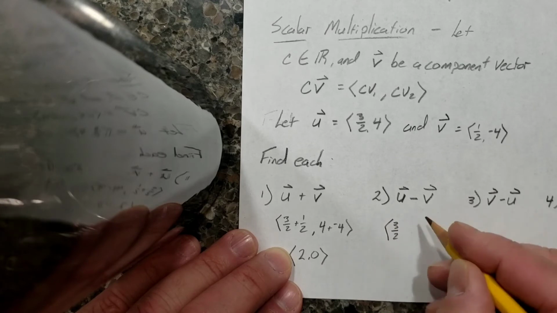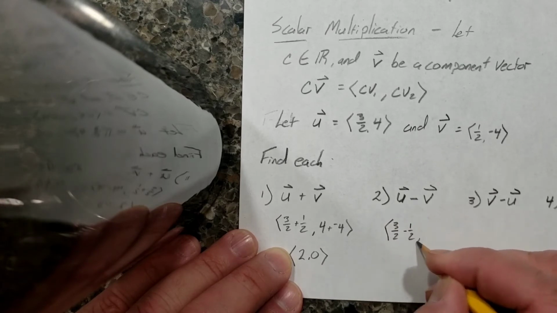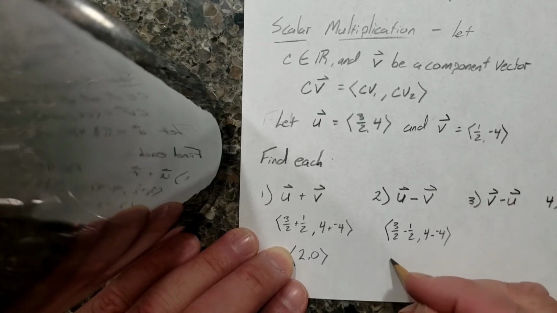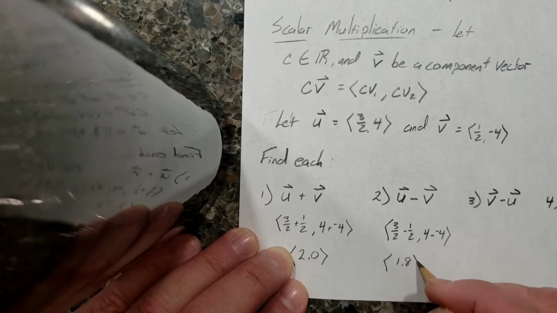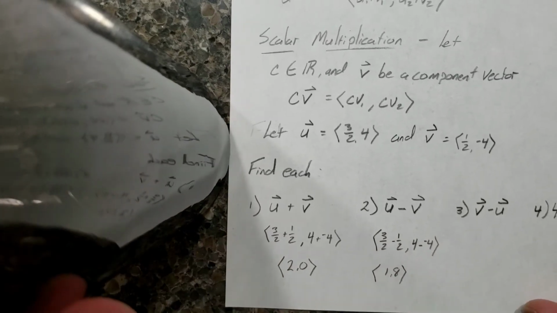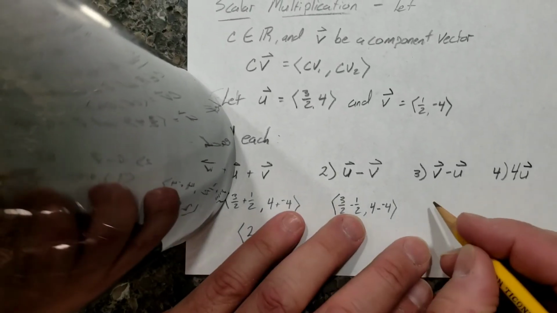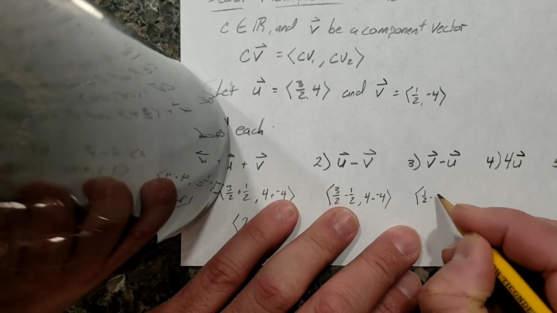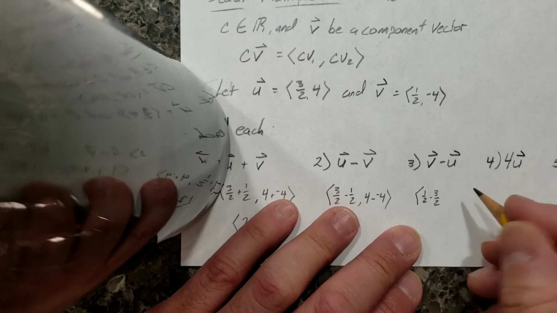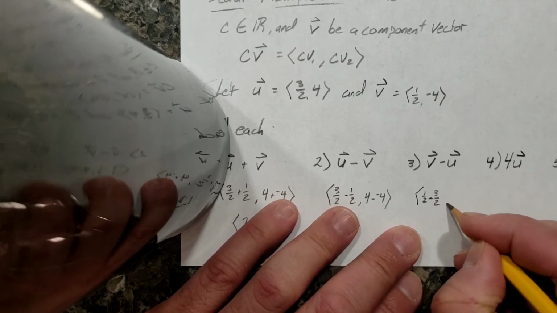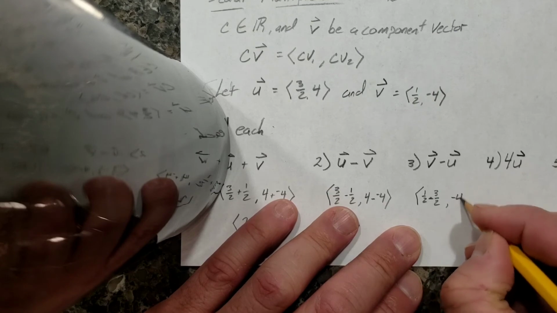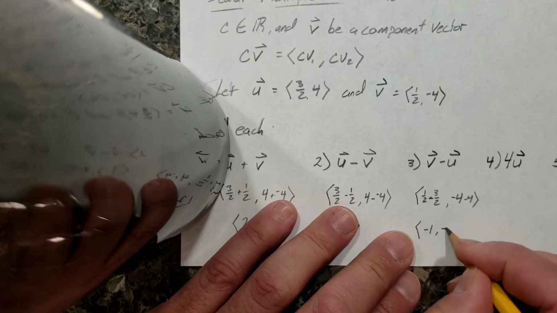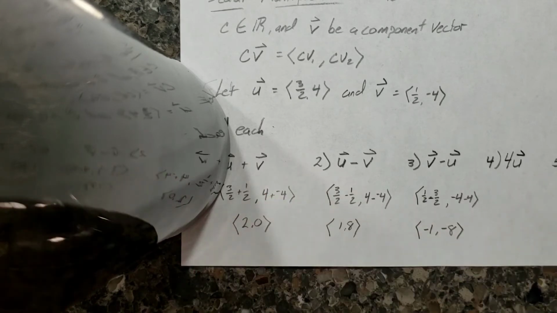Now when you do subtraction, same concept. 3/2 minus 1/2, 4 minus -4. And that's when you're doing u minus v. You end up with (1, 8). Okay, I'm going to move on to v minus u. And just as you might suspect, you're just changing the pieces around: 1/2 minus 3/2, -4 minus 4. And just like with regular subtraction, you end up with opposites when you reverse what you're doing.